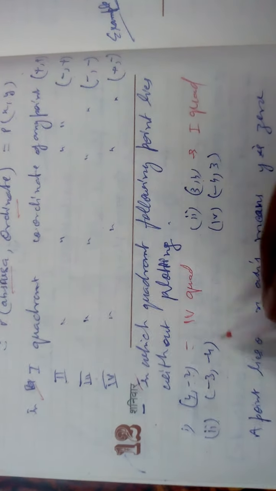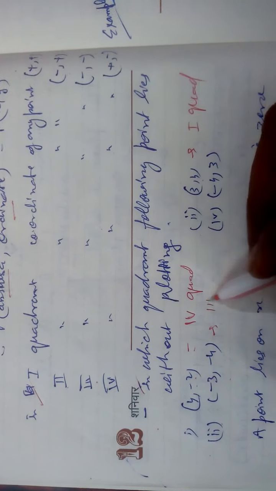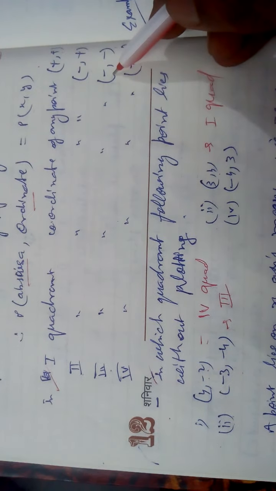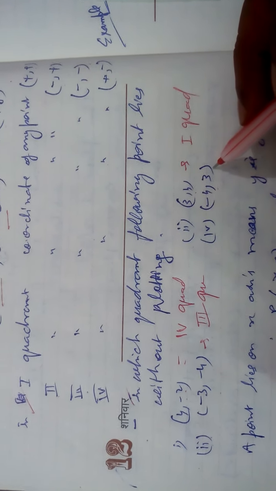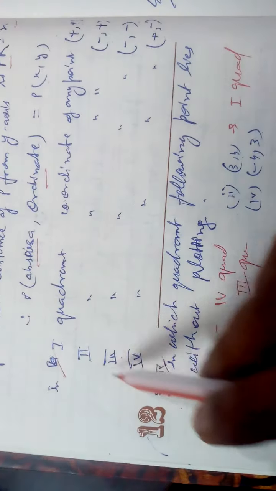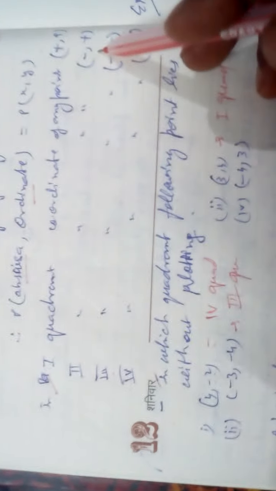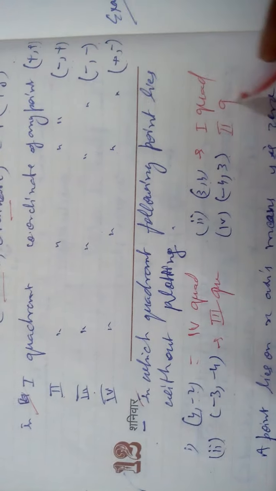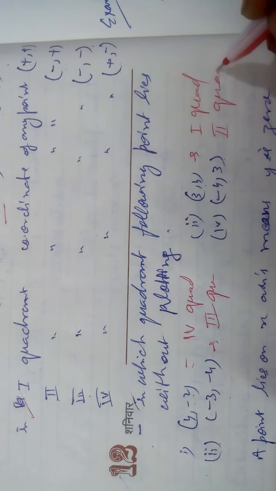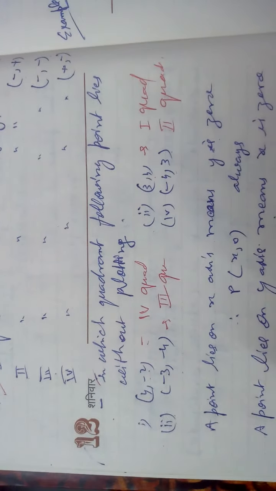-3, -4. Both are negative. In which quadrant does it lie? Third quadrant. And -4, 3. Minus for x, plus for y, so it is in the second quadrant. Without plotting you can write it.